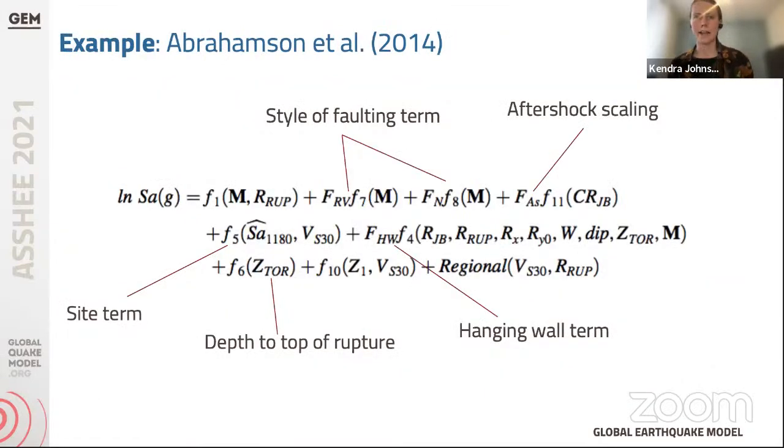So here's an example of a GMPE, which in addition to these controlling parameters that we've mentioned so far has evolved to be quite a bit more complex, including things like a style of faulting term, whether or not the earthquake is thought to be an aftershock, whether the site is on the hanging wall, and so on.